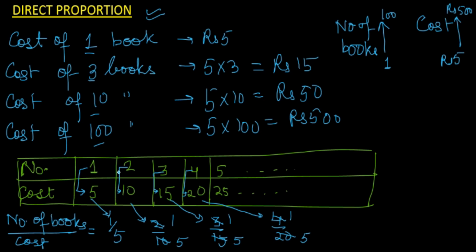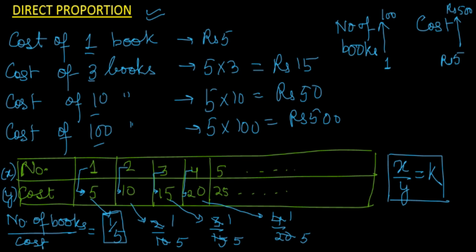So we see that the ratio of a particular number of books and its associated cost always remains constant, and it is a constant 1 by 5. So if X is the number of books bought and Y is the cost of those many books, then we see that X upon Y is always a constant K. Such a proportion is called a direct proportion.